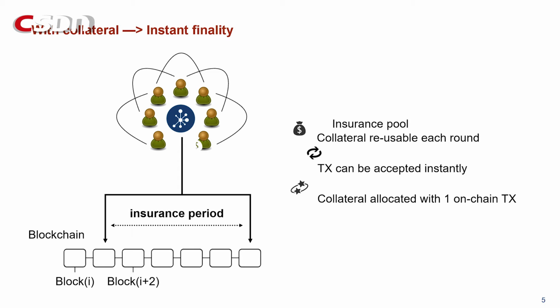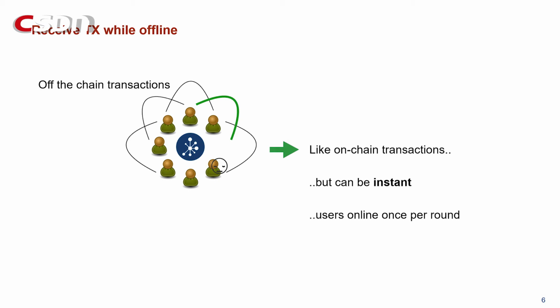Now we're going to look at some user experience tricks which are interesting with such a commit chain. For example, users can receive funds while offline, meaning that they don't need to countersign a transaction in order to receive money, which is not always the case with state channels. You get a similar user experience to what we are used to with regular on-chain transactions, and it is instant. However, the recipient of the transaction still needs to audit his account once per round. This won't go away.